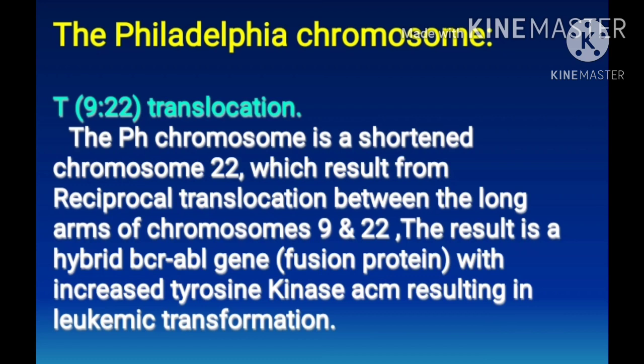And this reciprocal translocation leads to the production of a hybrid gene, and that hybrid gene will result in the increased production of an enzyme known as tyrosine kinase, which eventually leads to a disease condition known as leukemia. That leukemia is especially known as chronic myeloid leukemia. Okay, so the Philadelphia chromosome is due to the reciprocal translocation between chromosome 9 and 22.